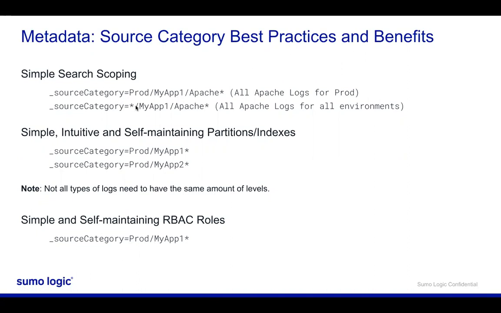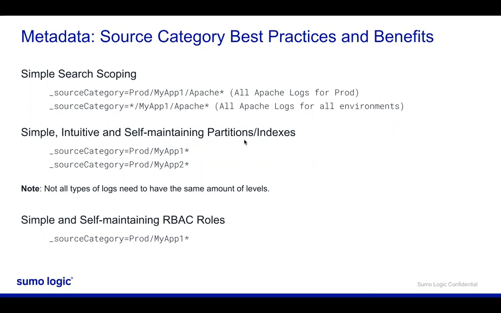Conversely, we have this source category of star my app 1 / Apache star. And what that's saying is grab all the Apache logs for all the environments. So grab it for prod, grab it for QA, grab it for dev, etc. And so with these source categories, now it makes it easier for your users to take the data and start to limit what they're looking for. So if they only want to look for production data, they can do so. If they only want to look for Apache data, regardless of the environment, they can do so.